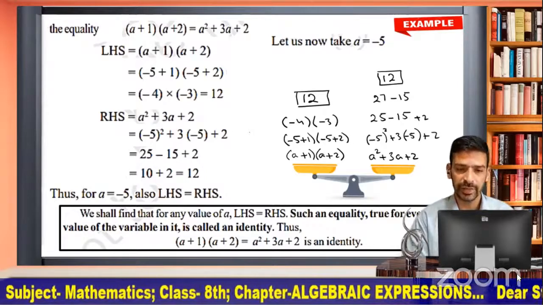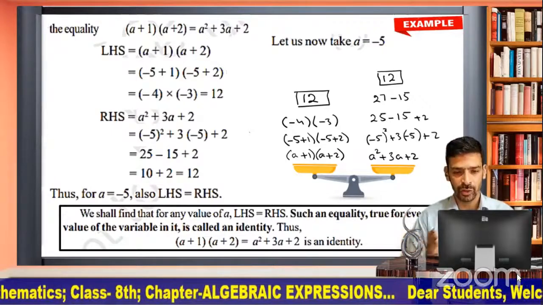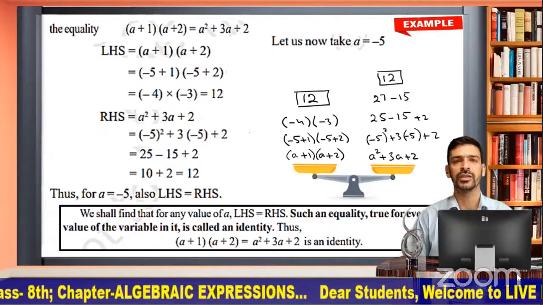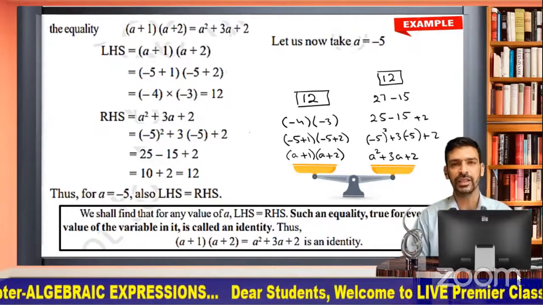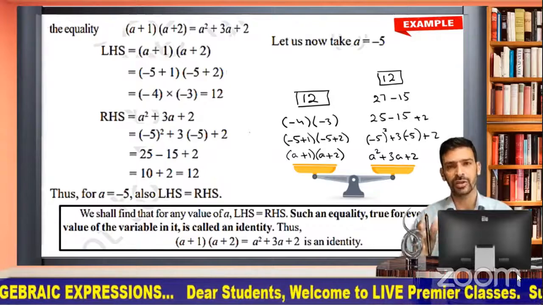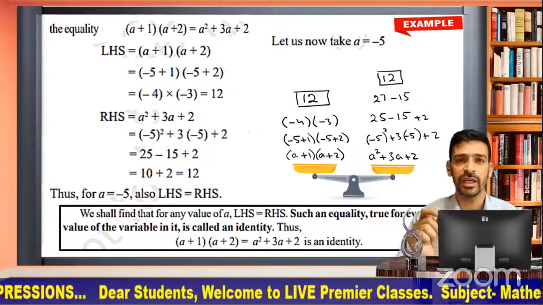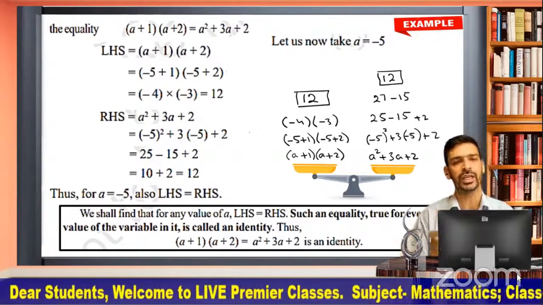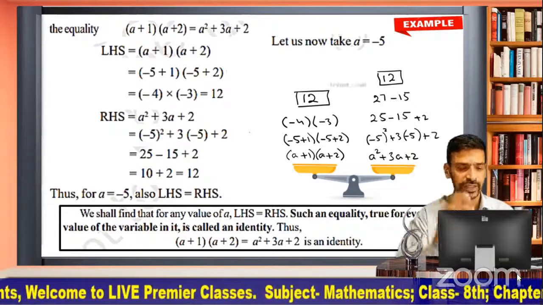So we have here (a+1)(a+2) equals a square plus 3a plus 2. So this is an equation. We have here a sign of equality, the left hand side being equal to the right hand side. But there is a special point: when we substitute any value of this variable, the left hand side and right hand side become equal, then only it is an identity.